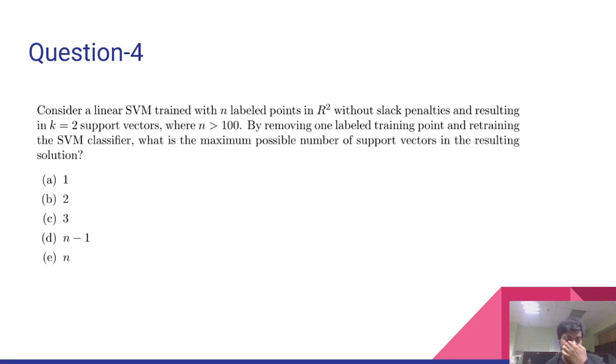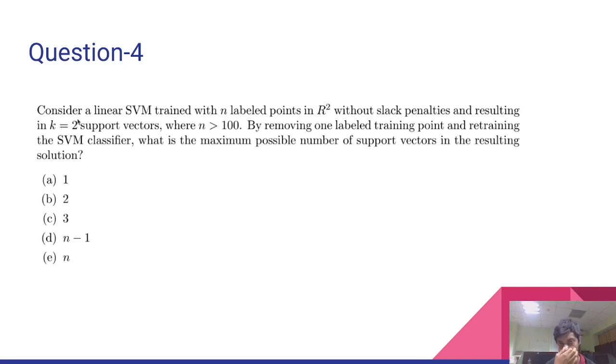Okay, so this is interesting. Consider a linear SVM trained with n points in R squared, without slack penalties, resulting in k support vectors. You have n greater than 100. So n is the number of points and k equal to 2, where k is the number of support vectors.